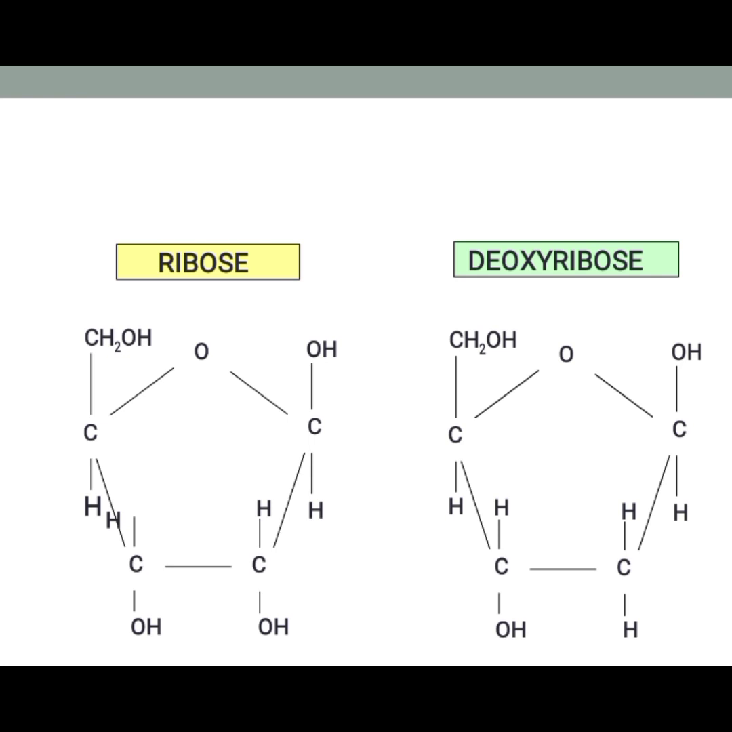So here we can see the ribose sugar and deoxyribose sugar. The only difference we can see here is that OH is there, and here H is there. This is the only difference between ribose sugar and deoxyribose sugar.